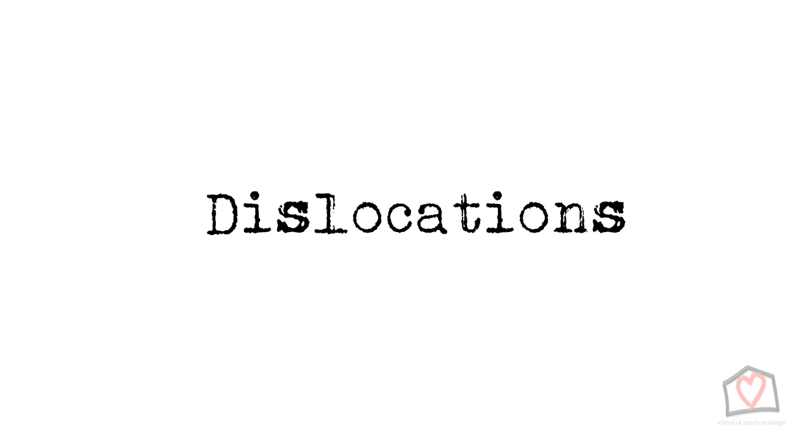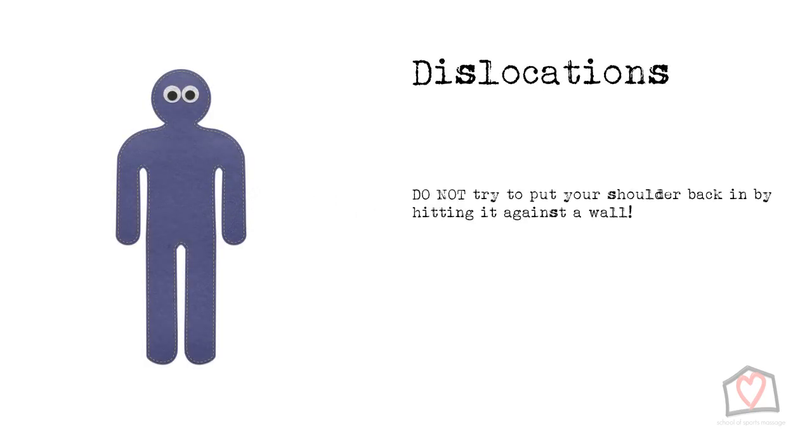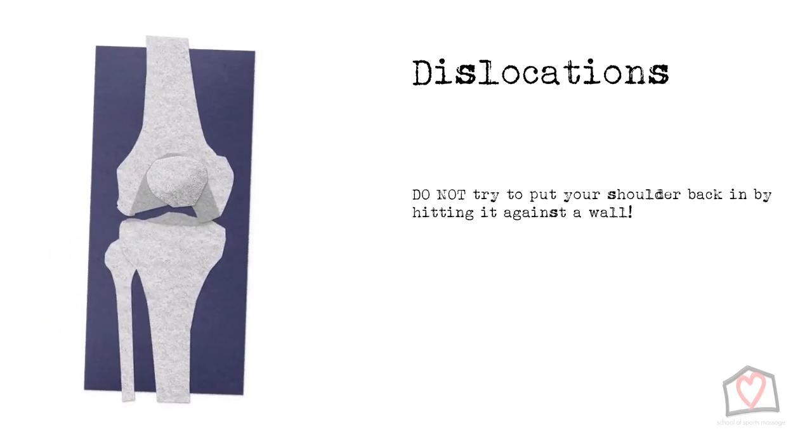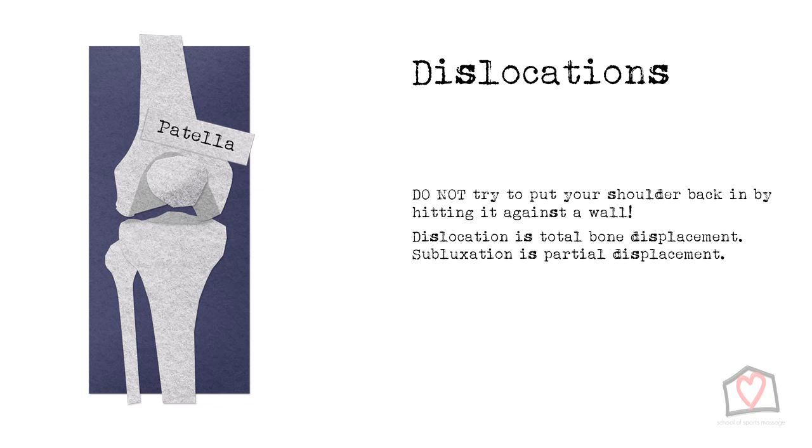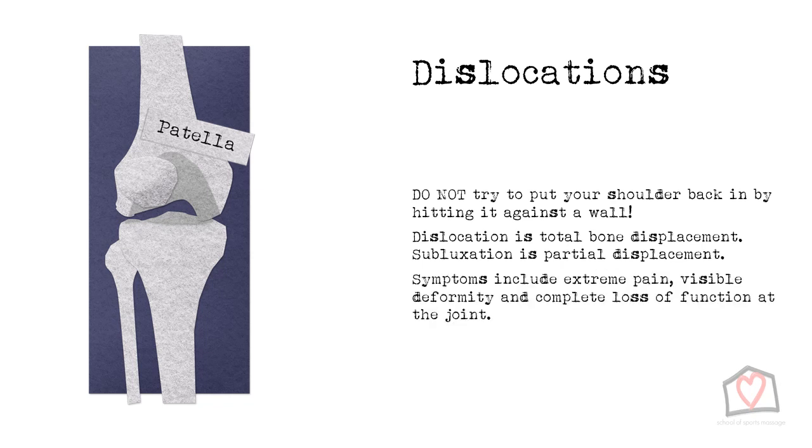Dislocations. Many people get their medical guidance from Die Hard movies for dislocations, and I have seen someone try to put their own shoulder back in by smashing it against a wall in a nightclub. This is really not recommended. Dislocation is when a bone is totally displaced from its normal position. If it is a partial displacement, it is known as a subluxation. The signs and symptoms are extreme pain, the area will be visibly deformed at the joint, and you will have complete loss of function at the joint.